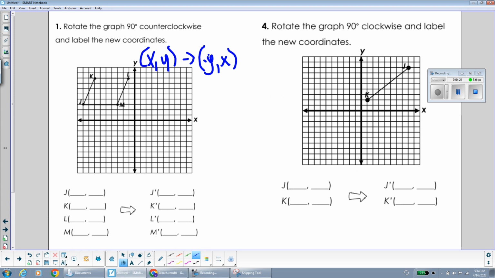I'm going to take a second and I'm just going to write down the coordinates of each of the points. I'm going to pause the video. Okay, now that I have written down the coordinates of each of my points, it's a lot easier to work with.